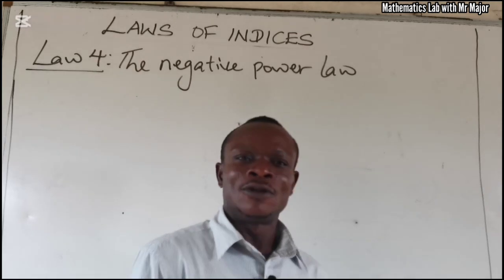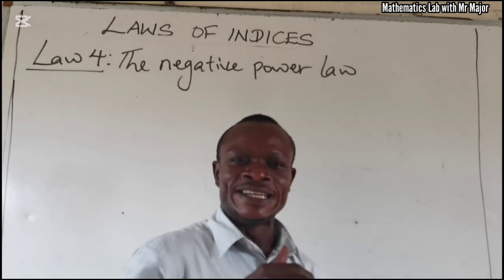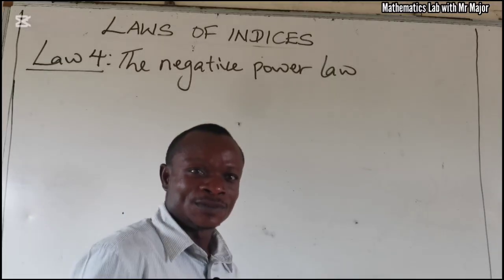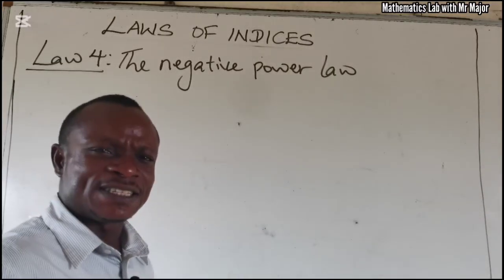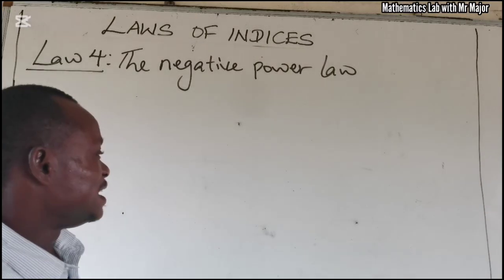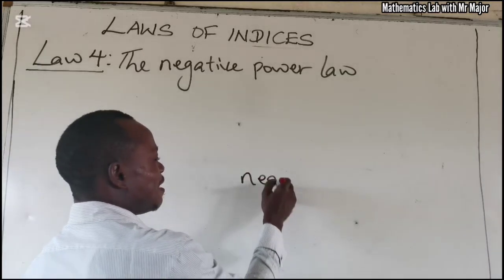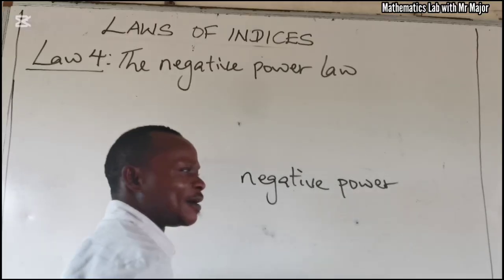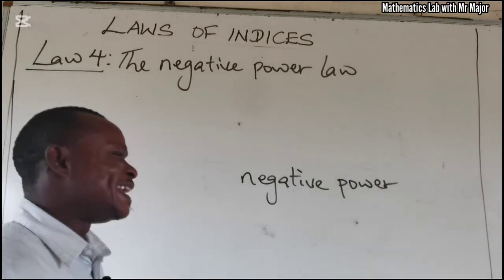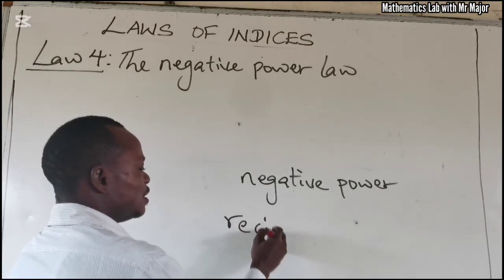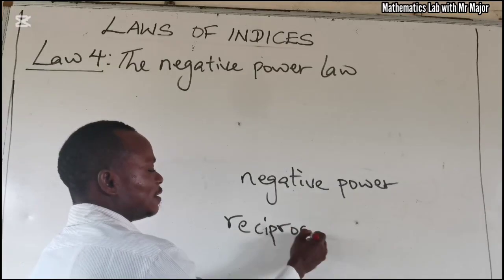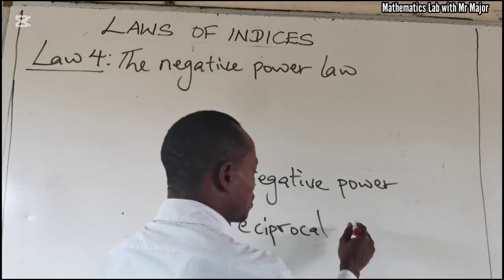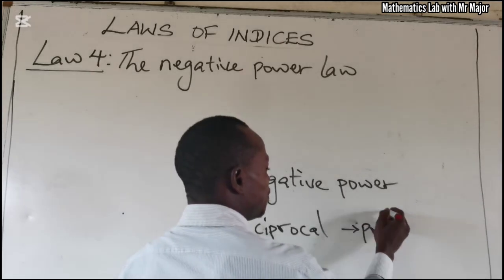Let's now look at law number 4, which is the negative index law or negative power law. The negative power law states that if a quantity is raised to a negative power, it will be equal to its reciprocal raised to a positive power.